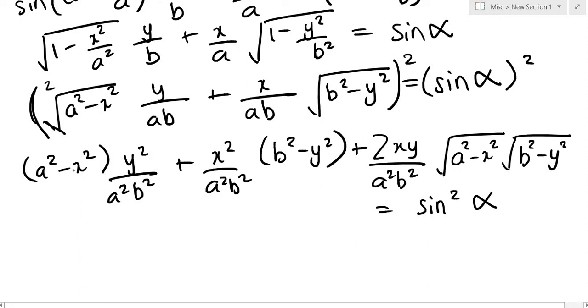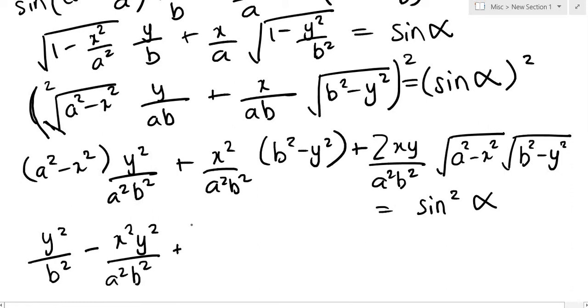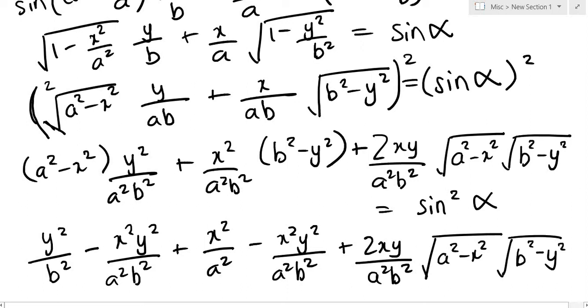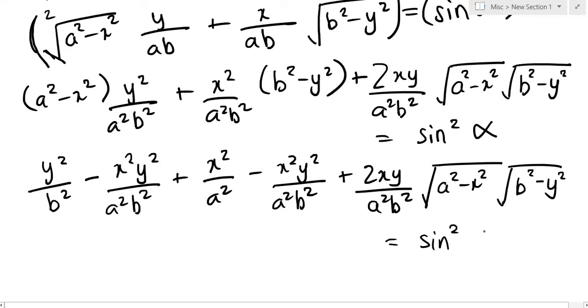Now I want to open this bracket over here. So in the end, when I multiply a squared by y squared by a squared b squared, the a squareds will cancel out, and I just have y squared by b squared minus x squared y squared by a squared b squared, plus then same thing over here, the b squareds will cancel out. Now I have x squared by a squared minus x squared y squared over a squared b squared. There's nothing we can actually do here, so we just write that as it is: 2xy by a squared b squared times a squared minus x squared times b squared minus y squared, and all this is still equal to the sine squared of alpha.